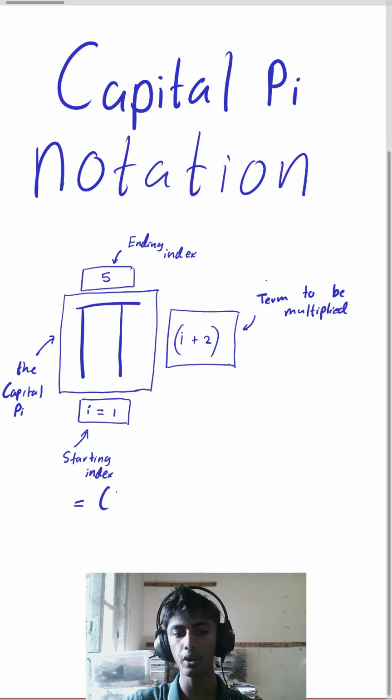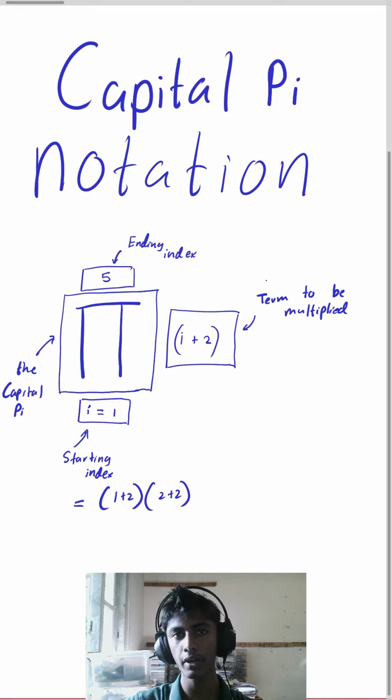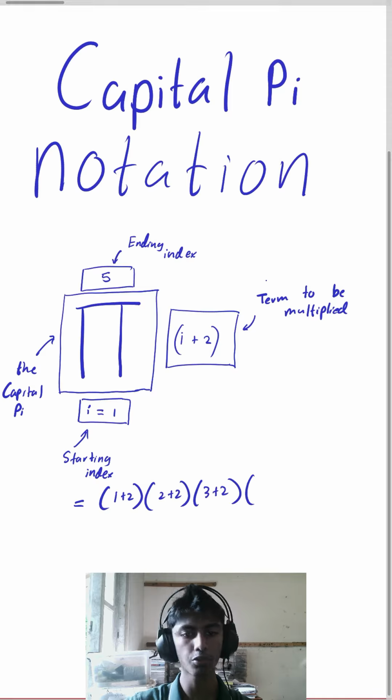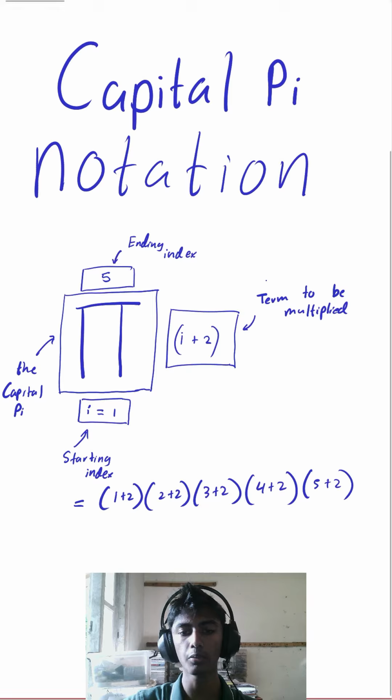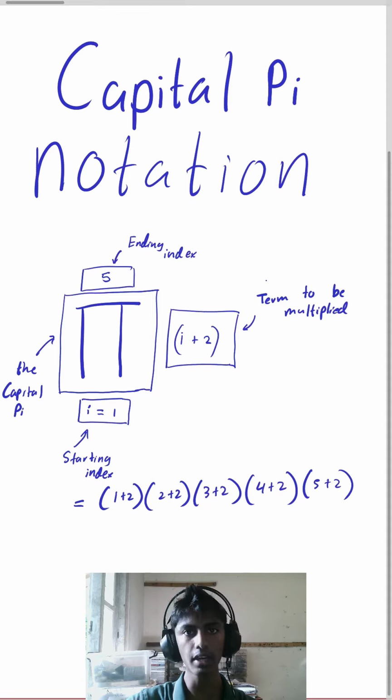If we write that out, what this product is describing is the product of I plus 2 when I is equal to 1, which is going to be 1 plus 2, multiplied by the value when I is equal to 2, which is going to be 2 plus 2, multiplied by the value when I is equal to 3, which is going to be 3 plus 2, multiplied by the value when I is equal to 4, which is going to be 4 plus 2, and finally multiplied by the value when I is equal to 5, which is going to be 5 plus 2. So basically, we need to evaluate I plus 2 at all of the values of the index and then multiply them together.